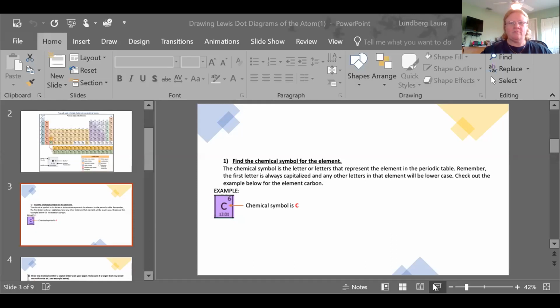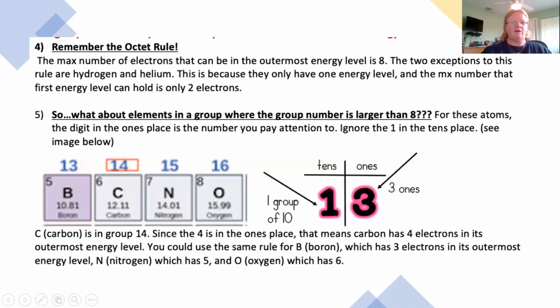All right, so now what do I do? Back to my steps. I'm remembering the octet rule. The octet rule is that the max number of electrons you can have in the outermost energy level is 8. There are 2 exceptions to that rule, and that's hydrogen and helium. That is because hydrogen and helium only have 1 energy level, and if you remember, the first energy level can only have a max of 2. All the others have 8. So this rule doesn't really work for hydrogen and helium, but it does work for every other element.